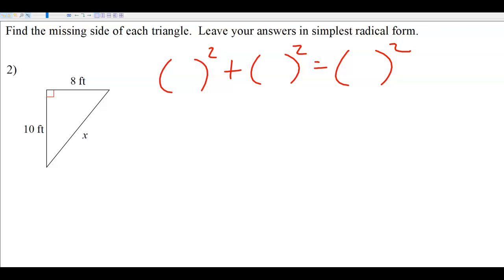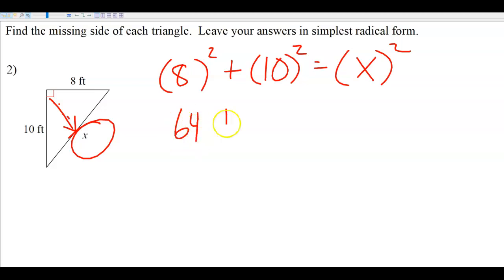So hopefully you're recognizing which one is the hypotenuse. This is the hypotenuse. How do I know that? Because it's the longest side and because it's the side that's across from the 90-degree angle there. And that means that's the one that goes here. The other two sides, it doesn't matter where you put them, so long as they go in the other two blanks somewhere. All right? And so we have 64 and we have 100.